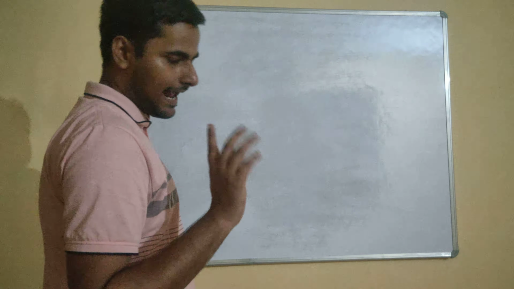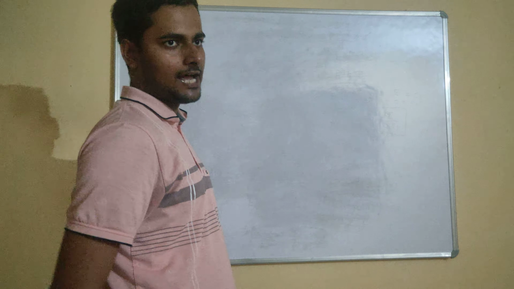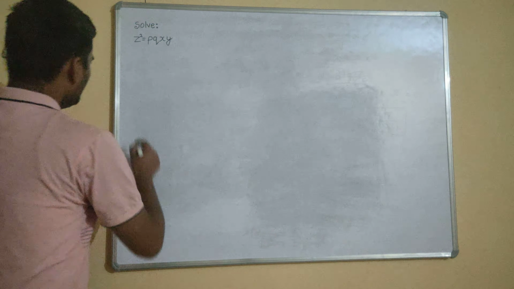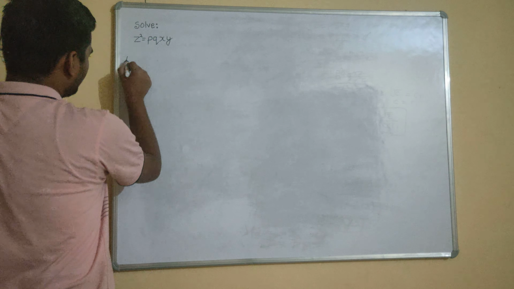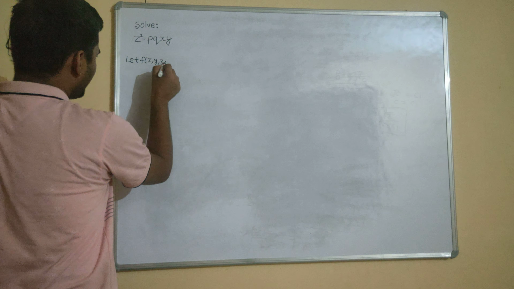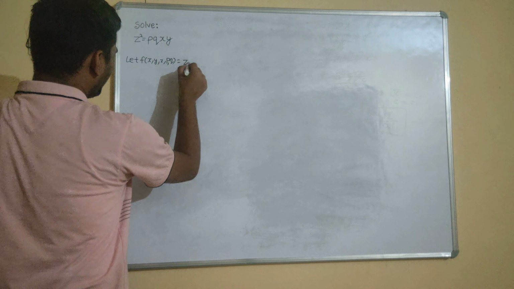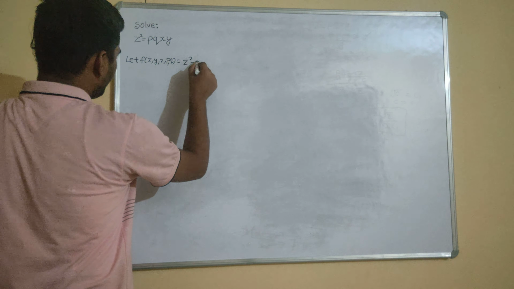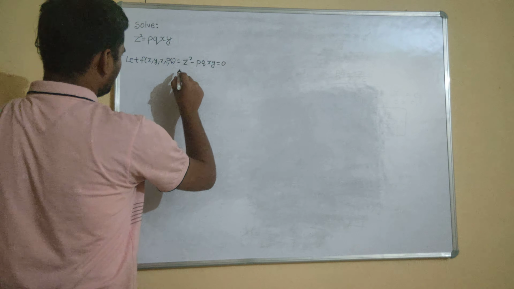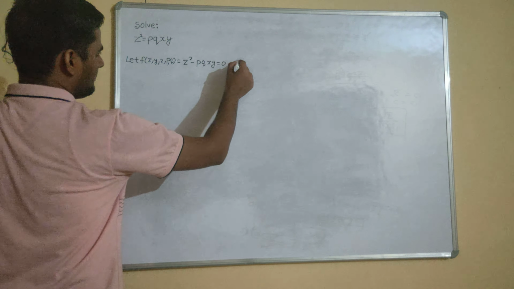First step, as always, there are lots of steps in this if you are solving this by Charpit's method. So the first step is to bring everything to the left. In books it is written this way: let function of x, y, z, p, q equals, after bringing everything to the left, z square minus pqxy equals 0. So this is our primary step.